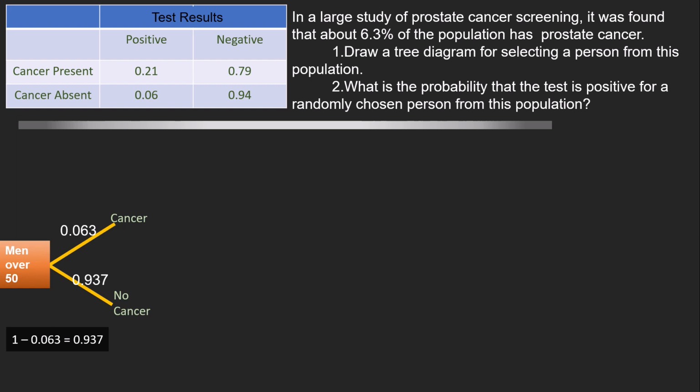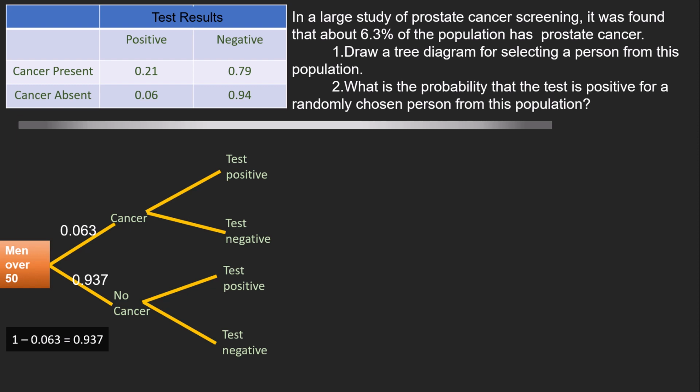Now understand the second stage. How many branches do we need? From the table, we have test result positive and negative. Therefore, we need 2 branches. We can say test positive, test negative. Now we need to find the conditional probabilities.